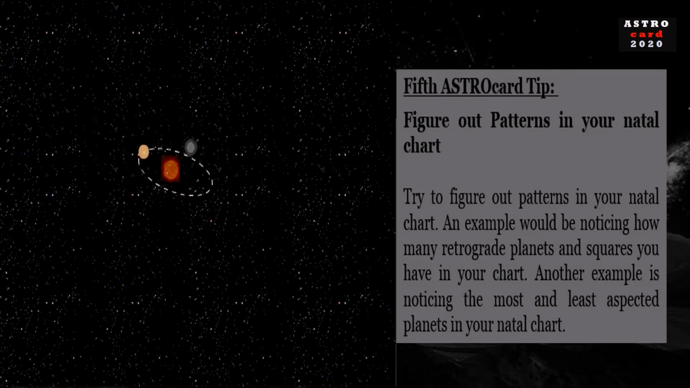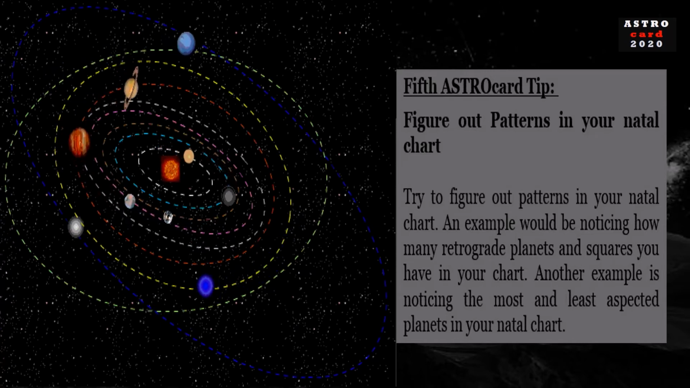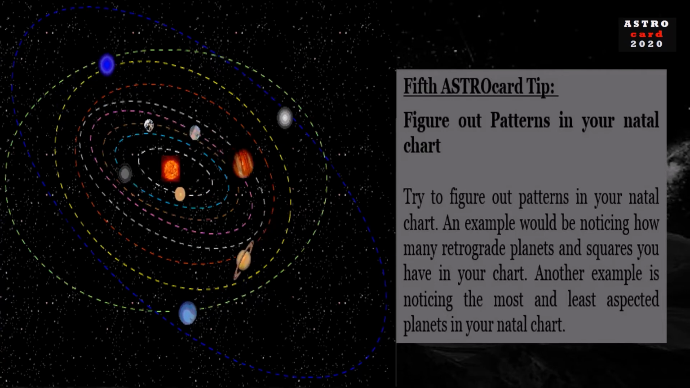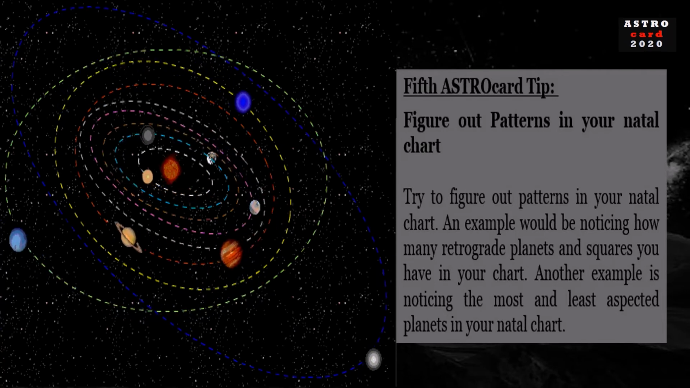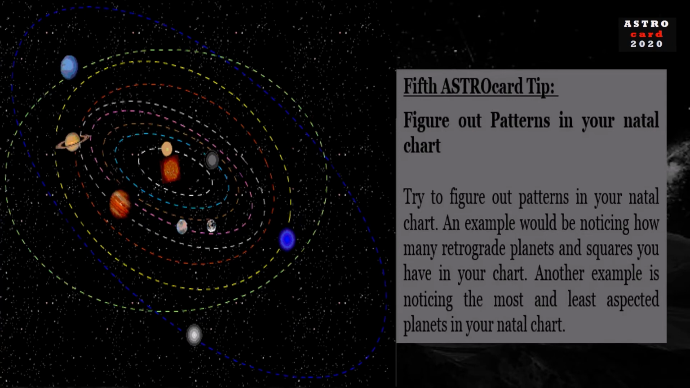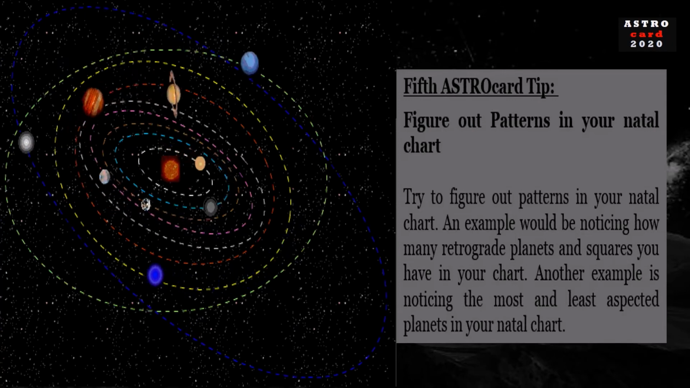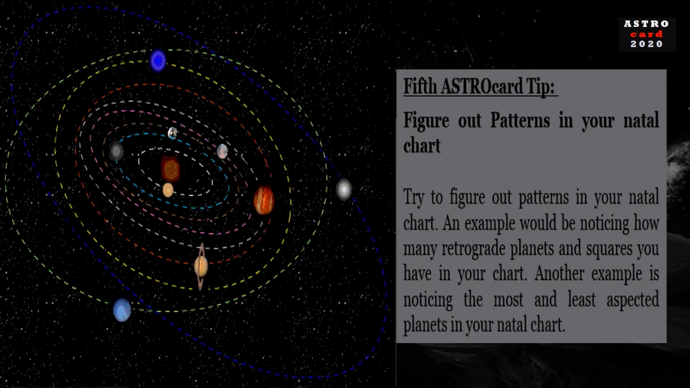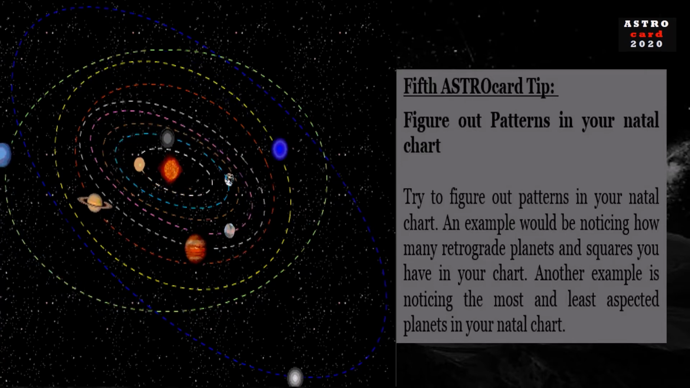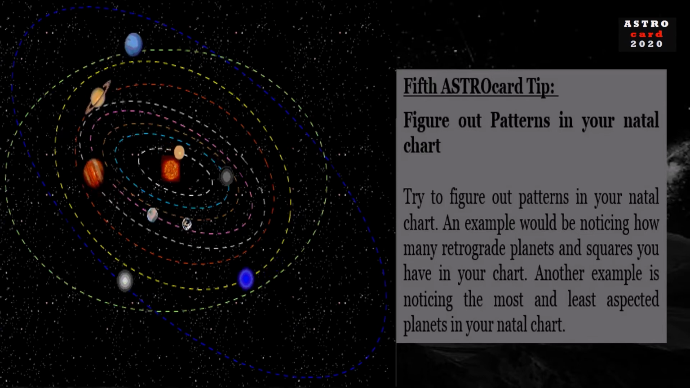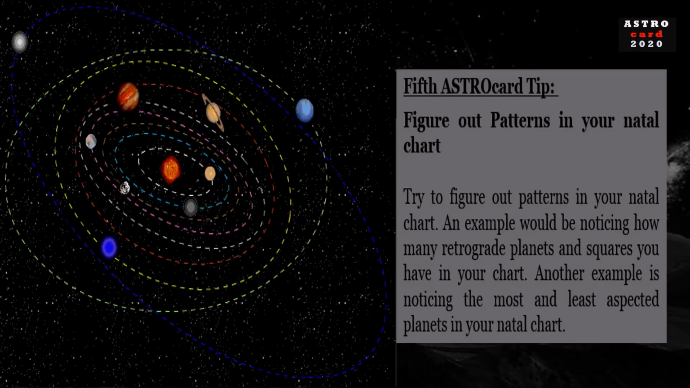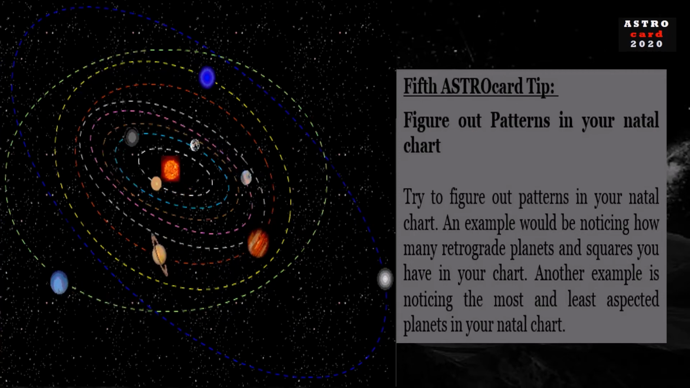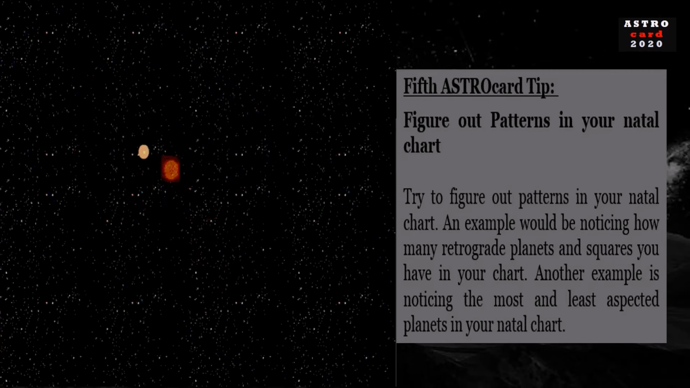And also notice things that are least aspected. Another example is to notice things in a natal chart that are lacking. So if there's lack of water, if there's lack of air, that's important. If there's a lack of squares, that's also important, because if a chart is full of trines, it can mean perhaps that someone is lazy or gets things very easily, so they're not as motivated. By figuring out different patterns, it will focus your energy and your time.